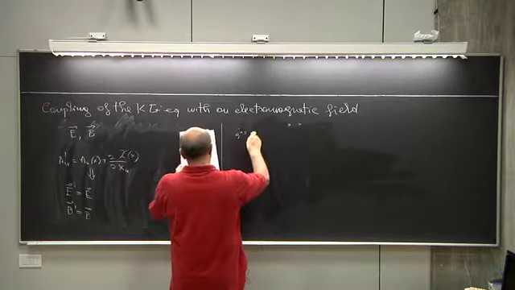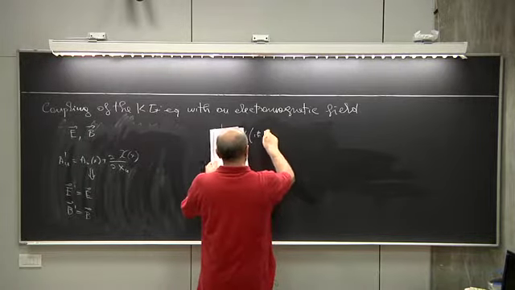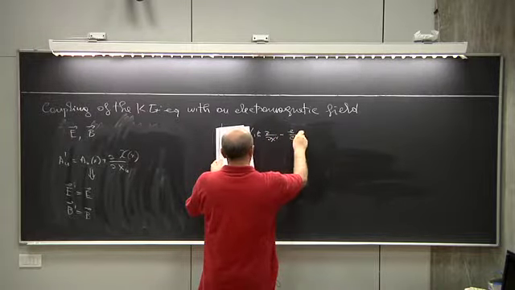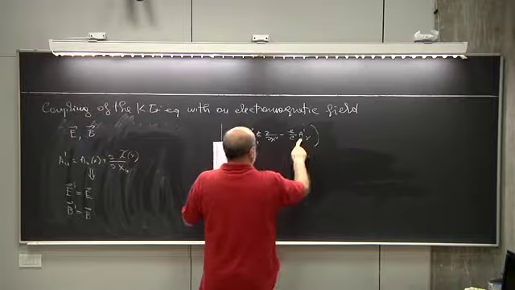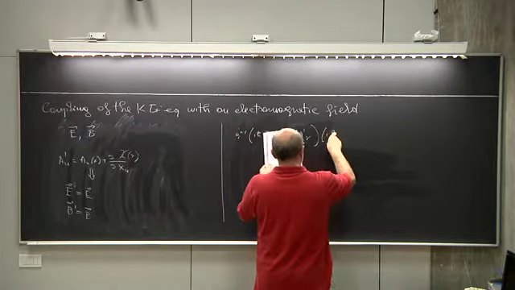Let's write with the metric so that we have everything down. Rewrite the Klein-Gordon equation in the minimal coupling scheme. And this is the gauge transformed variable.